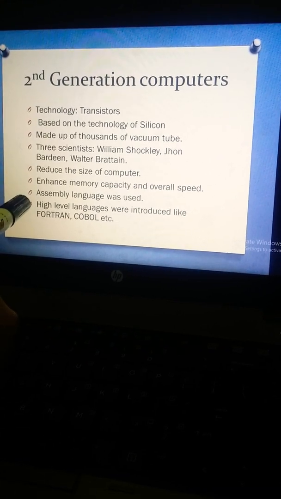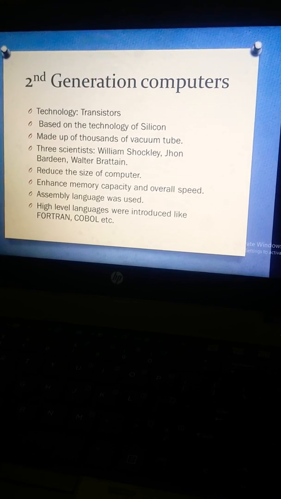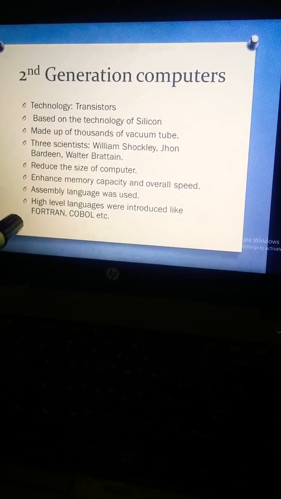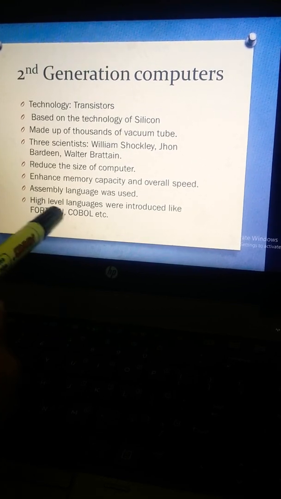Assembly languages were used in this generation, and the most important thing was high-level languages, which were introduced first in this generation, like Fortran and COBOL, etc.